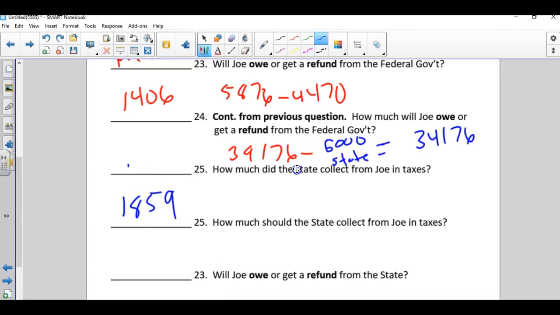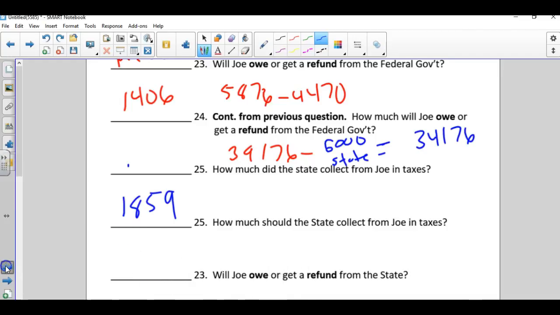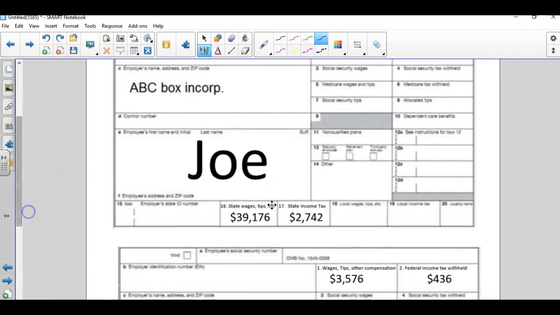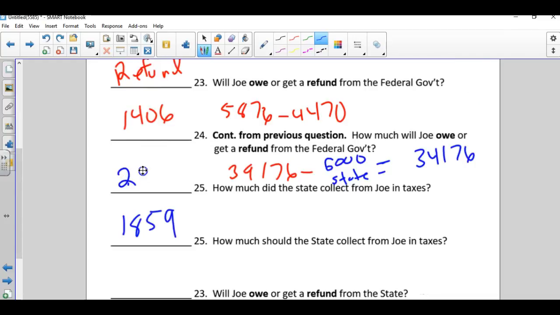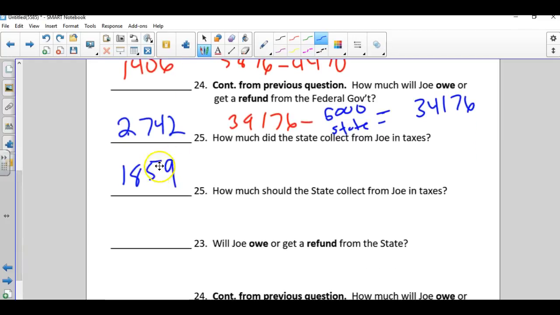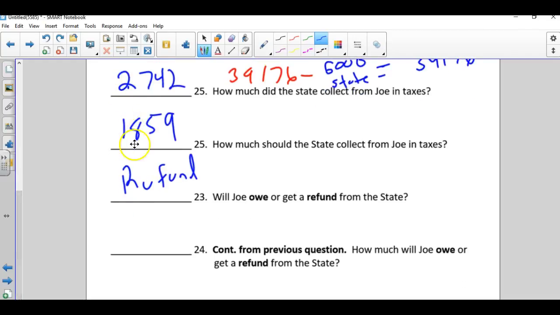Oh, I'm sorry. This one right here says how much did they collect in the state. All right, so they actually collected, let's go back for Joe, $2,742. But they should take that amount right there. Now, given that this is less than this, he's getting a refund. And the difference, this minus this, is going to be $883. Okay.